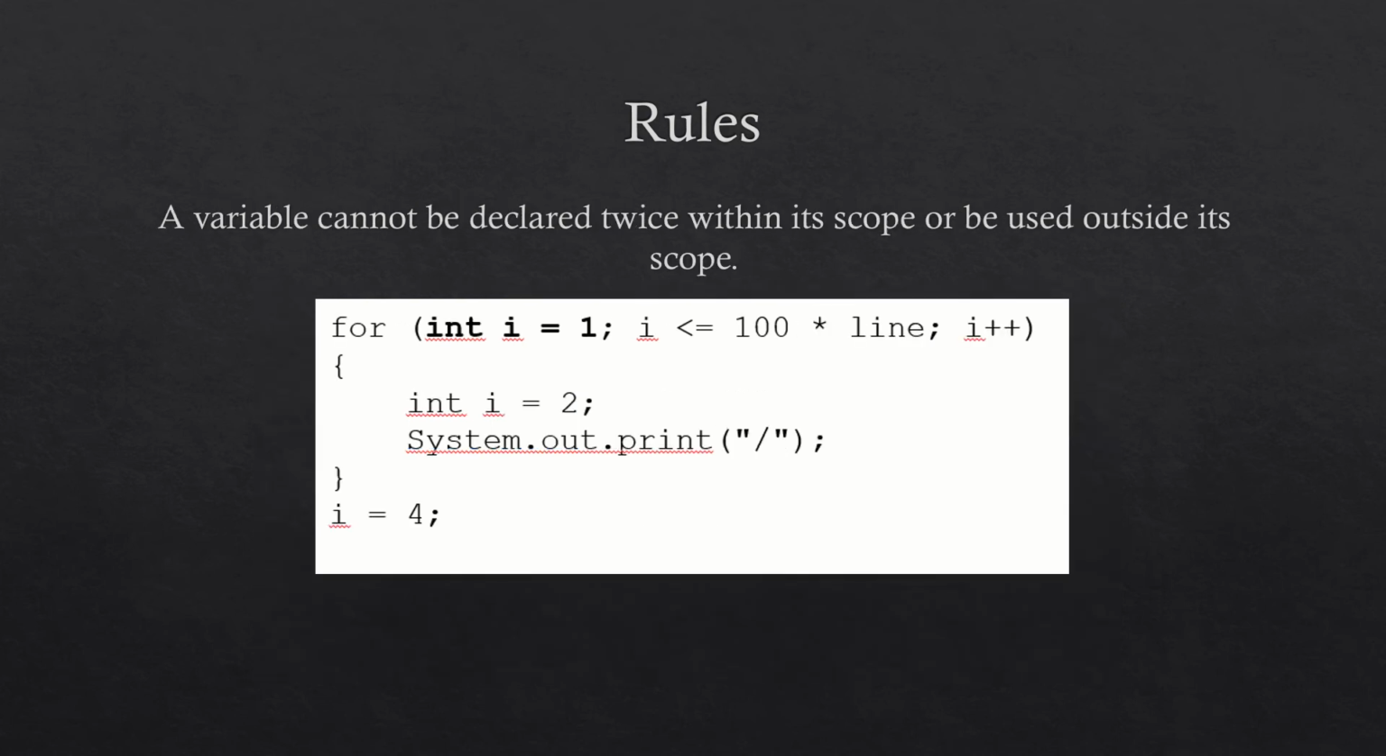And a variable cannot be declared twice within its scope or be used outside of its scope. So over here we see the variable i declared in the for loop, and then we see it again inside the for loop and not in the signature. This will cause an error because when there are 2 variables with the same name, the compiler won't know which one you're talking about when you try to use it. And trying to use i as they have tried outside of the for loop will also cause an error, since the scope of the variable ends with the curly bracket at the end, meaning that the compiler won't be able to find the data that they're looking for.